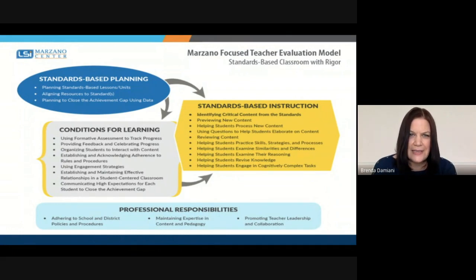This shares the Marzano Focus Teacher Evaluation Model in a really great visual that shows how our four domains work together: standards-based planning, conditions for learning, standards-based instruction, and the foundation of professional responsibilities.